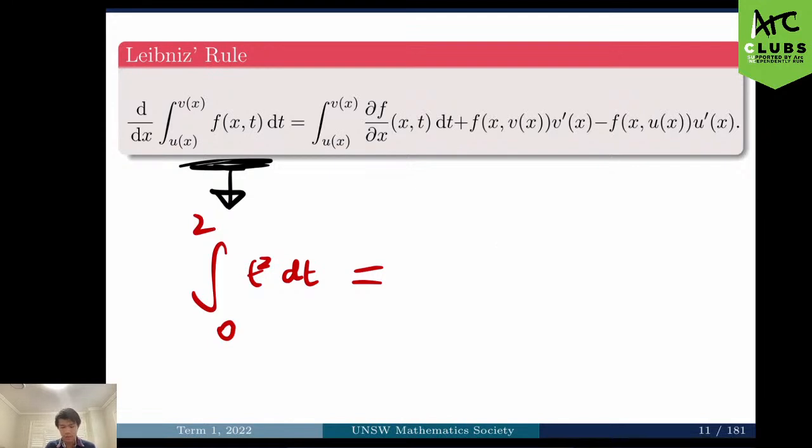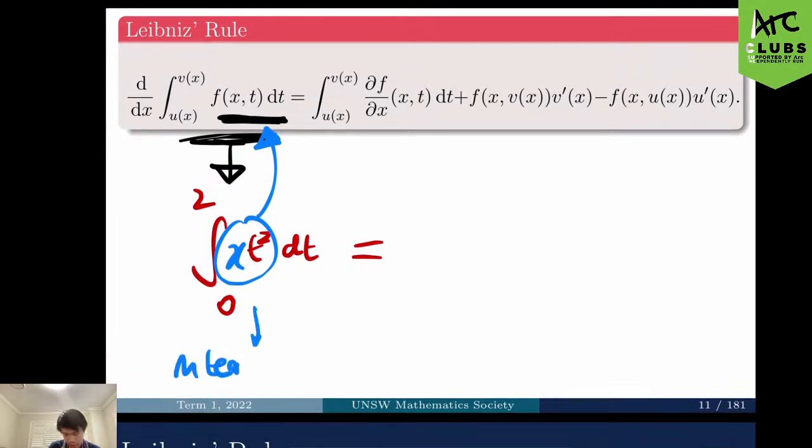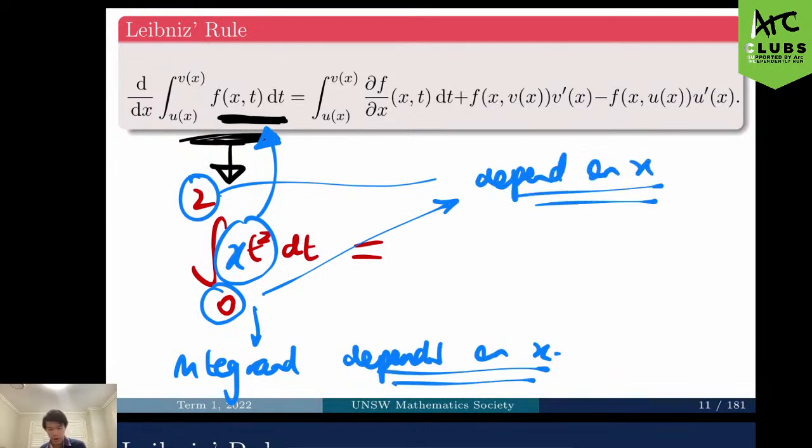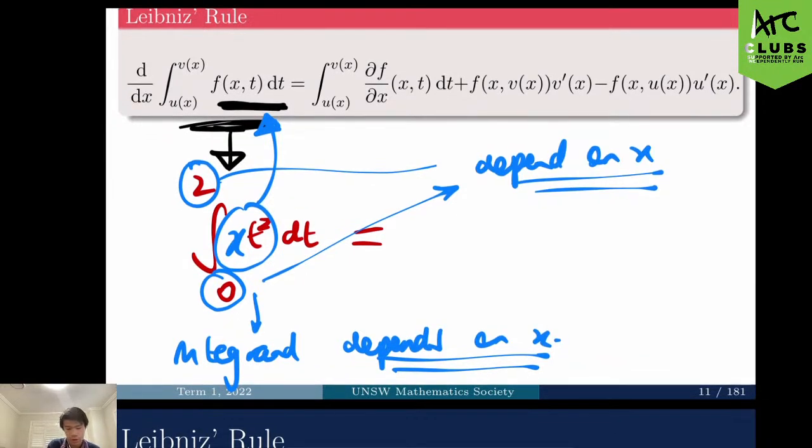It's saying that this integral is in terms of t, but we have x's lying around everywhere. So this thing is going to be a function of x and t. This integrand depends on x. Same thing over here, these bounds also depend on x. Right, so Leibniz's rule is just saying that if you've got an integral and the bounds and the integrand depend on a different variable, then this is how you differentiate that function.